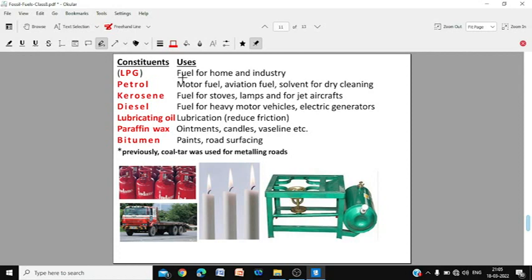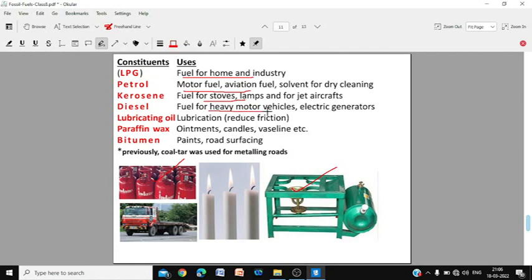LPG is used in homes and industry as cooking gas. Indian cylinders we have shown here. Petrol is used as a motor fuel for your cars and bikes. Kerosene is used for stoves. Here we have shown a kerosene stove. It is also used for lamps and for jet aircraft.